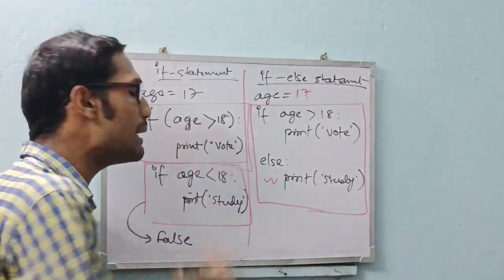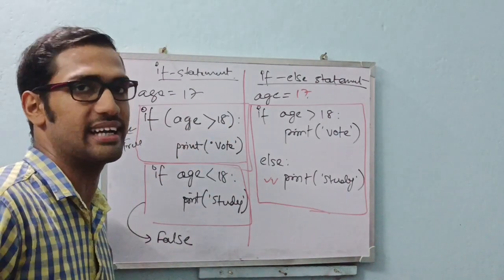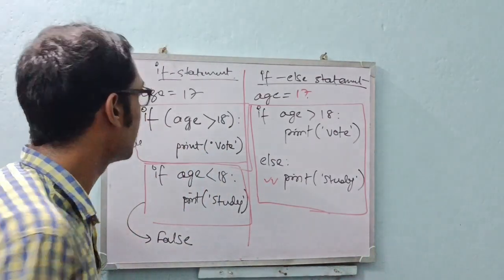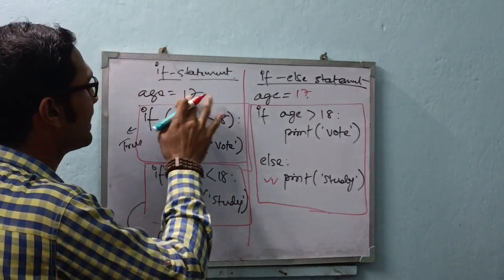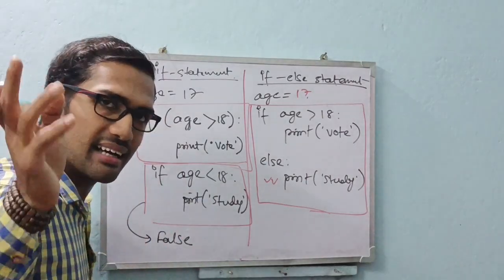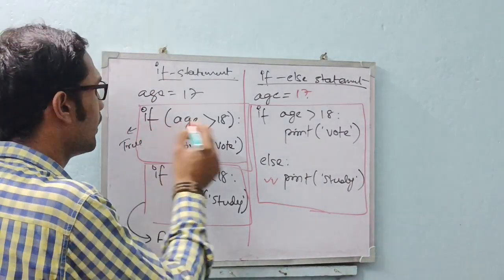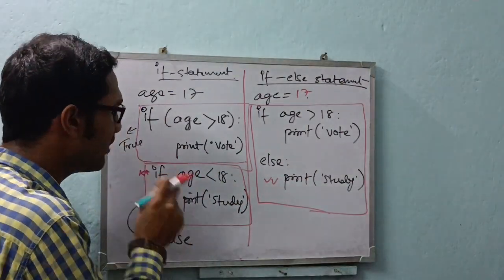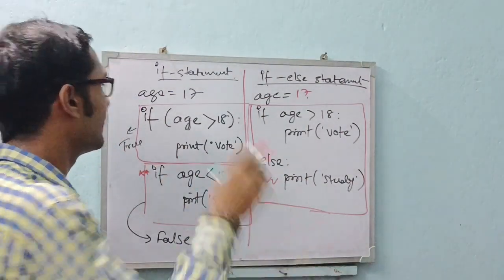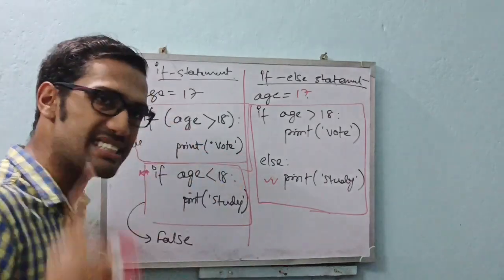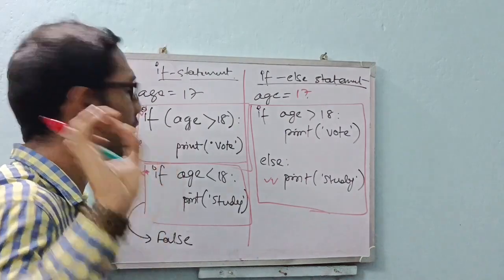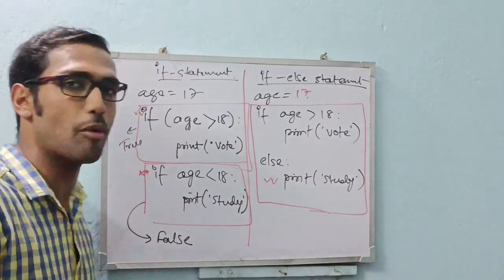They are separate, they are independent, so they need to be checked even if one of the conditions is true. That is, suppose here in this case age is 17, so we know that this particular condition is true. Even if this condition is true, this particular condition will also be checked. Why? Because this one is a separate if statement or a separate body.